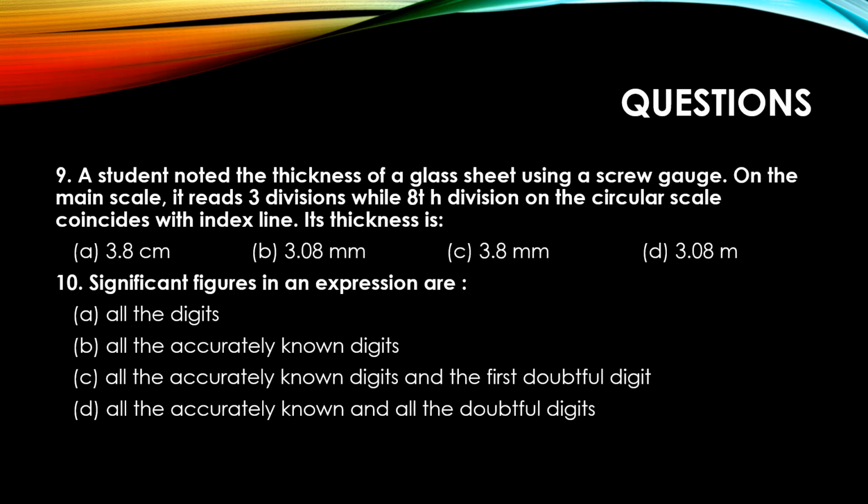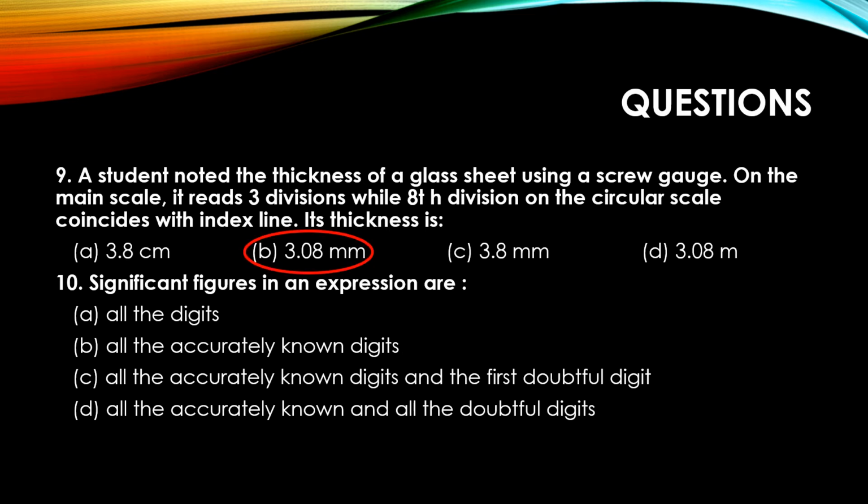Question number 9. A student noted the thickness of a glass sheet using a screw gauge. On the main scale, it read 3 divisions, while the 8th division on the circular scale coincided with the index line. Its thickness is A, 3.8 centimeter, B, 3.08 millimeter, C, 3.8 millimeter, D, 3.08 meter. The method of calculating the value with the help of a screw gauge tells us that B is the right option.